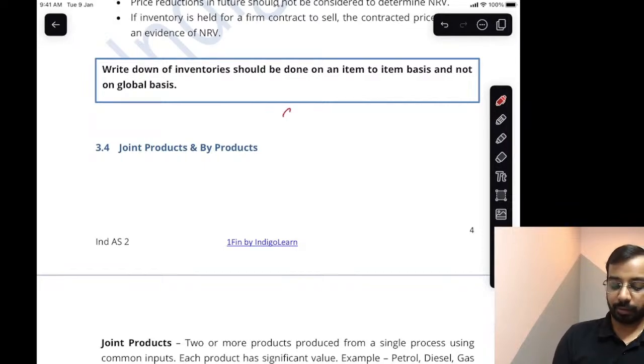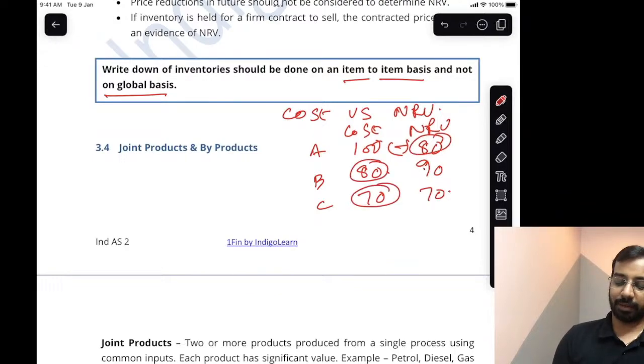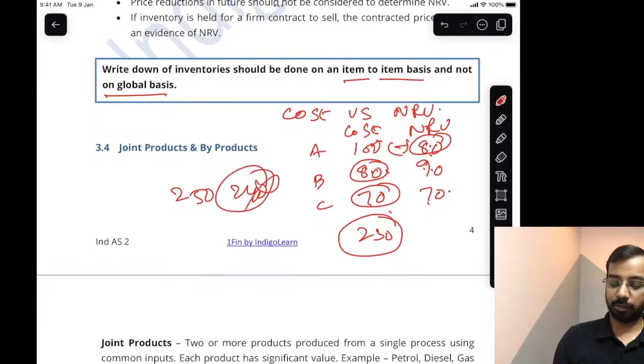Then when we compute cost versus NRV, you will do it on an item to item basis and not on a global basis. For example, if you have A, B, C: here cost is 100, NRV is 80. Here cost is 80, NRV is 90. Here cost is 70, NRV is also 70. Now what you will do is 100 versus 80, you will measure at 80. 80 versus 90, 80, and 70. So 80 plus 80, 160, plus 70, 230. You will not say 100 plus 80 plus 70, 250, and 90 plus 80 plus 70, 240, so we'll take 240. No, this is not correct. Item by item basis you have to do.